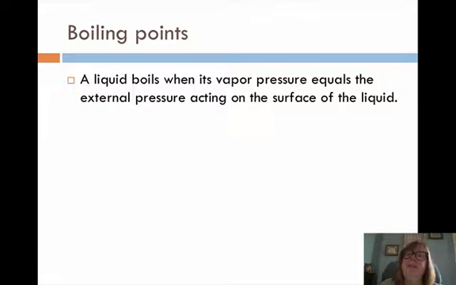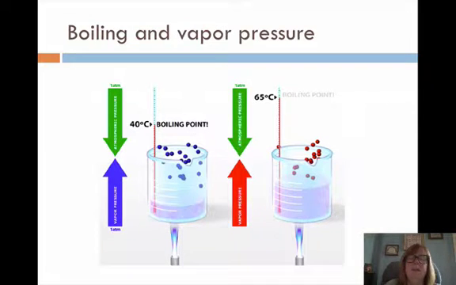So first of all, let's define a boiling point. The definition of a boiling point is when the vapor pressure, and now we know what that is, equals the external pressure acting on the surface of the liquid. And so that's the definition with words, but pictures always seem to help me. And so here's a picture of what they're talking about.